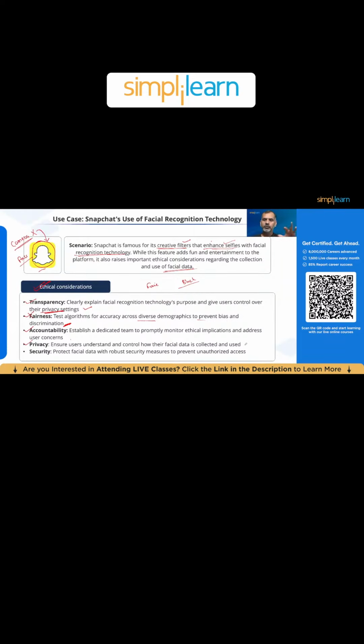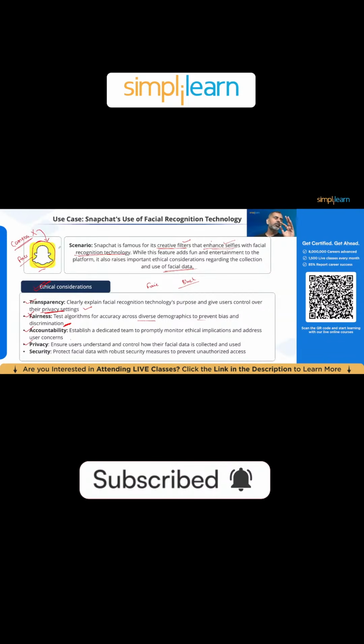Talking about privacy, it's a very standard that users understand and control how their facial data is collected and used. So whenever this application is collecting any user facial data, the user should be very well aware of how the data is being collected and how it is being used. Whether this should only be used for some facial enhancement, some selfie enhancement, or that particular data can be used for other purposes.